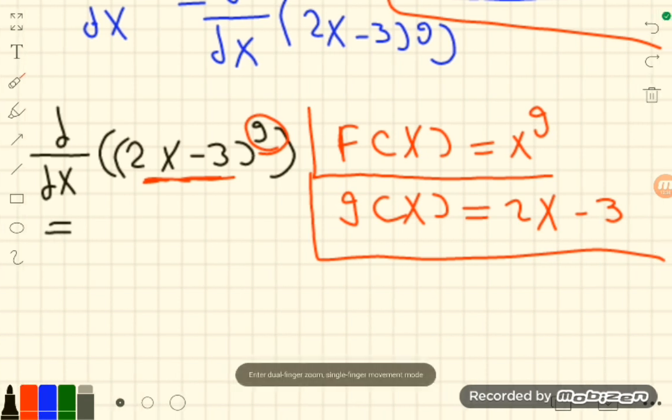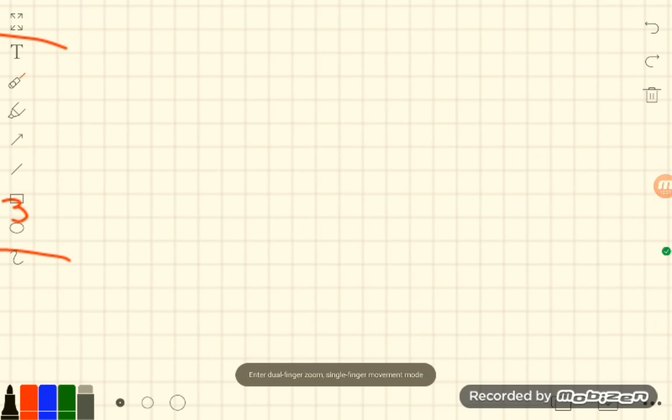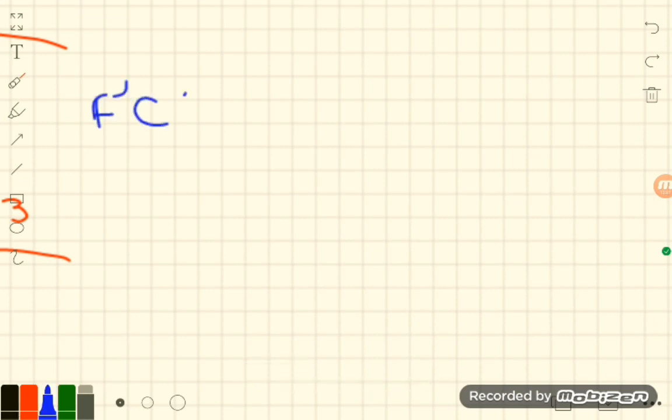Anyways, so this is going to be equal to, like I said, the derivative of the bigger one, f, with respect to the smaller one. Now, let us get f prime of x. That's just the derivative of x to the 9th, so you apply the power rule, and you say that's 9x to the 8th power.